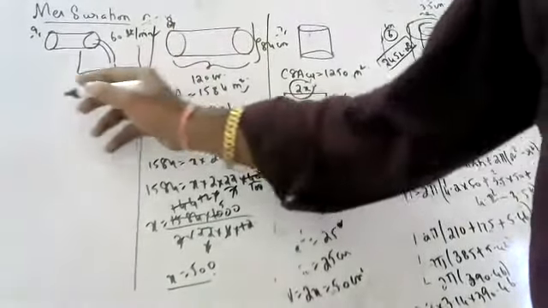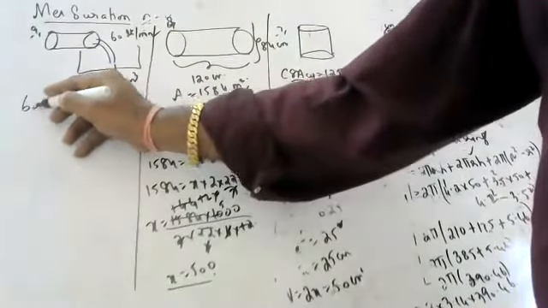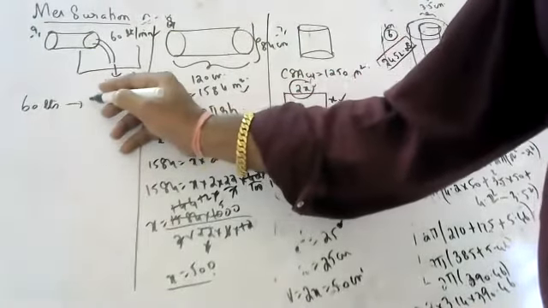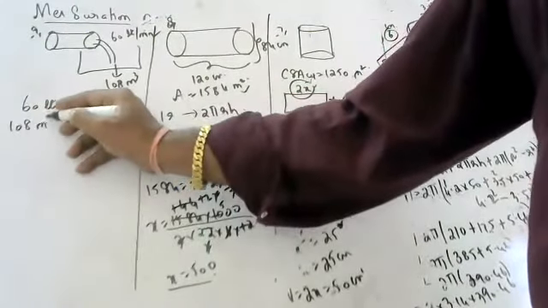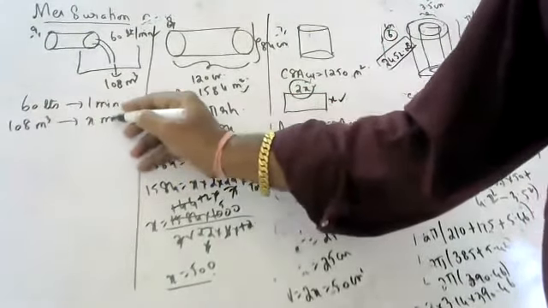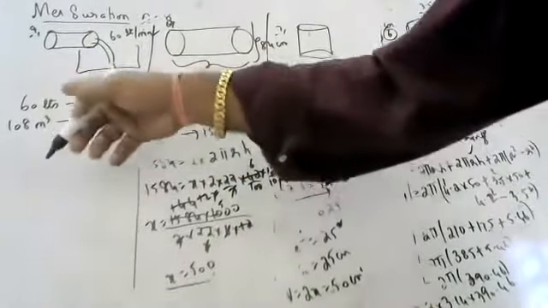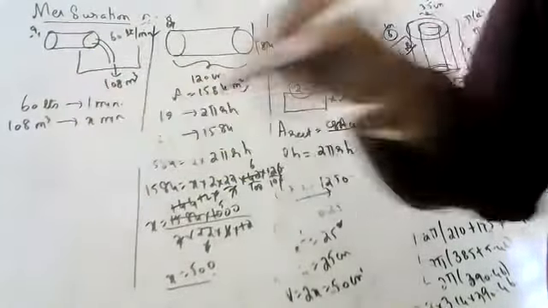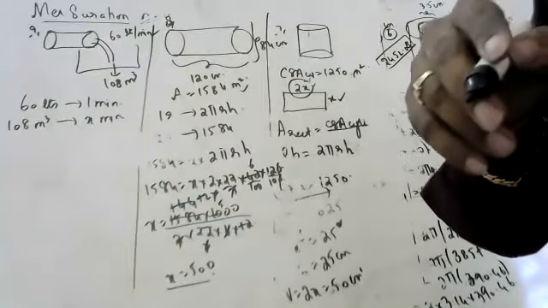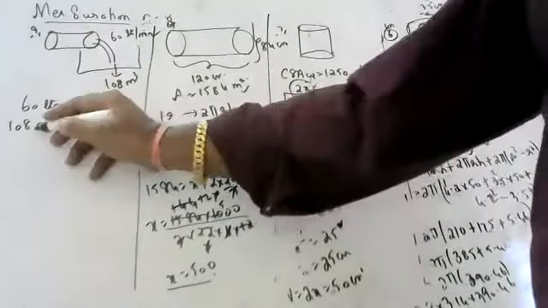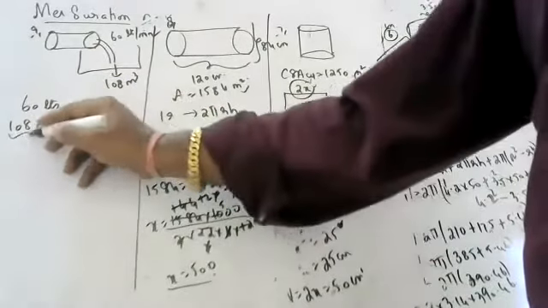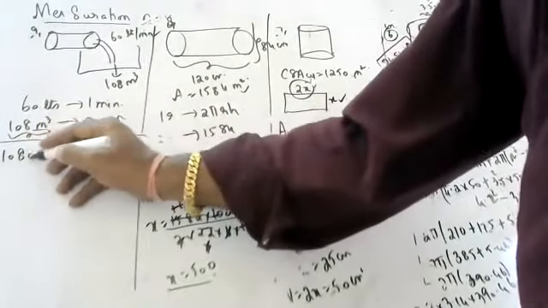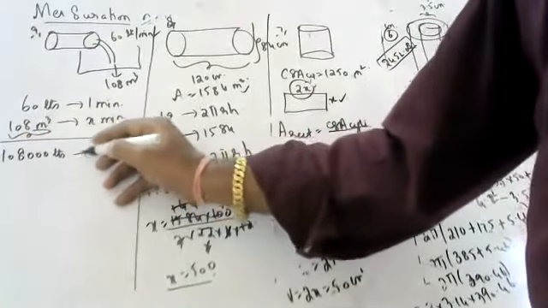Yes, sir. 60 liters are coming in 1 minute. How many minutes for 108 meter cube? You want to convert liters to meter cube or meter cube to liters? Sir, meter cube to liters. Into 1000, if you do, it's over. Okay, tell. 108,000 liters.